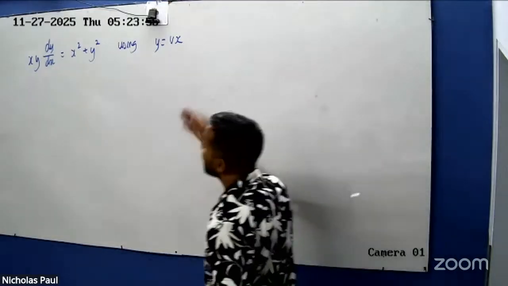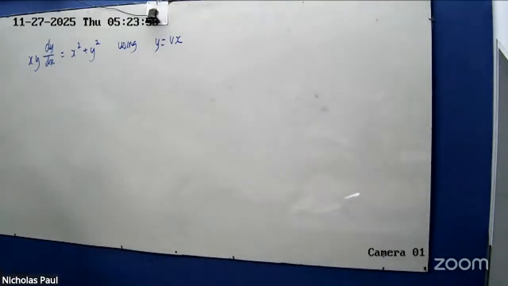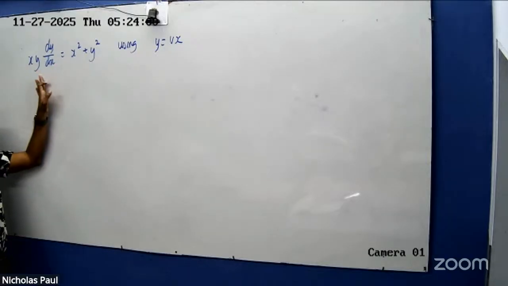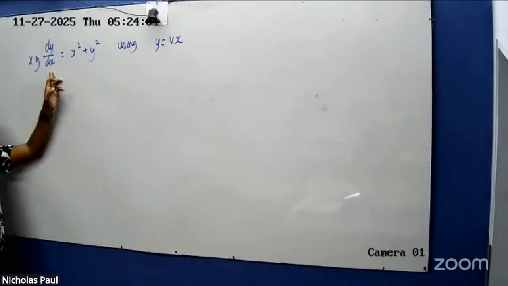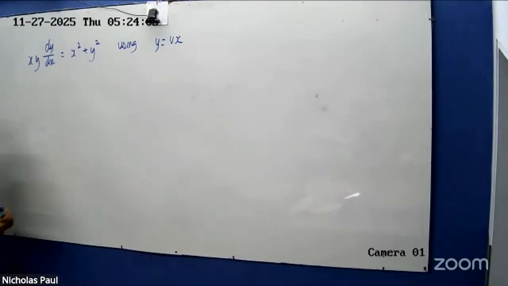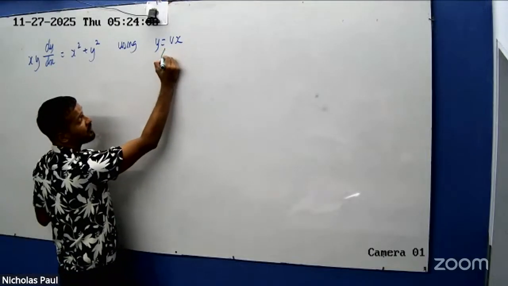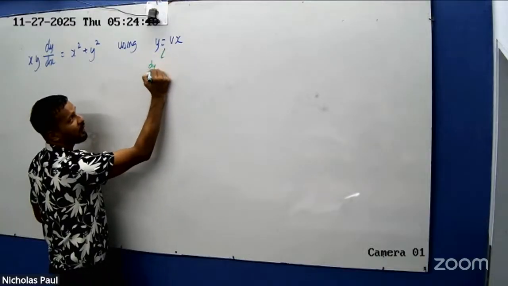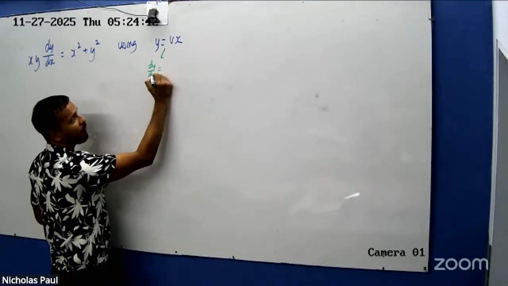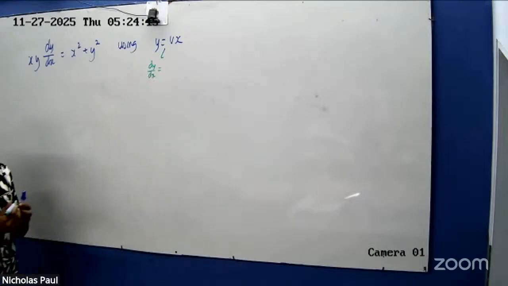Anyway, let's go here. So number one, we know where to put y, but we don't know what dy dx is. So how are we going to do this? In order for us to do this, we have to differentiate y with respect to x. What would be the differential there?